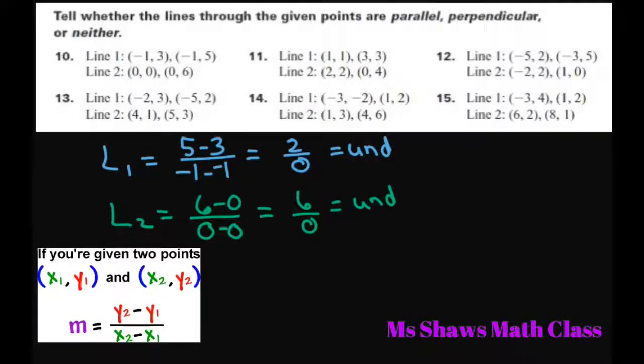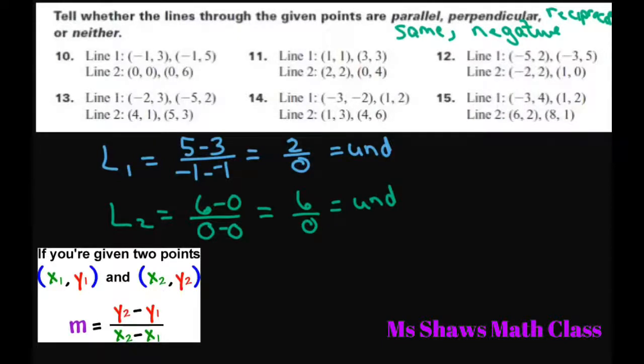Hi everyone. We're going to tell whether the lines to the given points are parallel, which would mean they have the same slope, perpendicular, which means they have negative reciprocal slopes, or neither, so not the same and not the negative reciprocal.